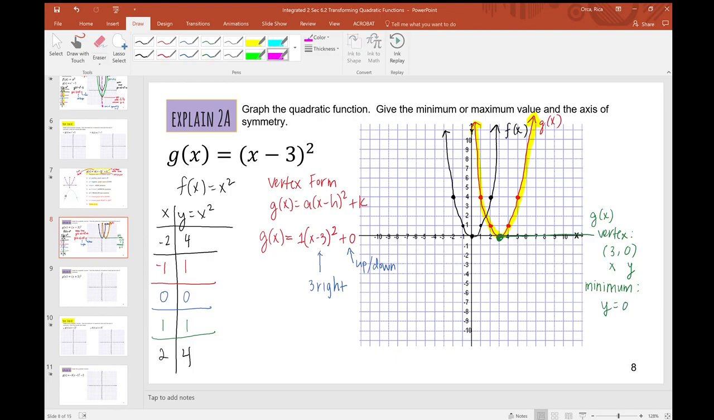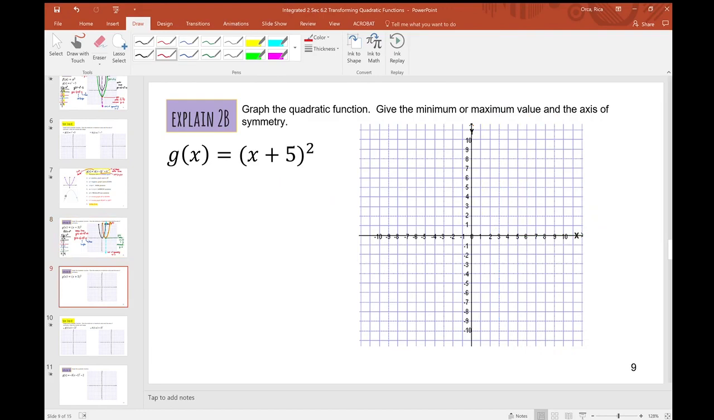Our axis of symmetry is the line that cuts the parabola in half. And I'm only identifying the key parts of g of x. The line that cuts our parabola in half is at 3. The axis of symmetry is at x equals 3. And that's pretty much it for explain 2a. Let's move on and do explain 2b.